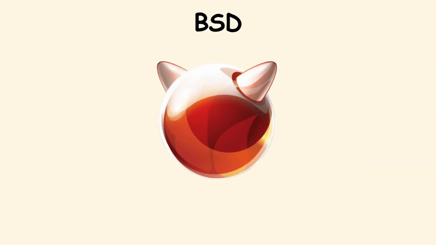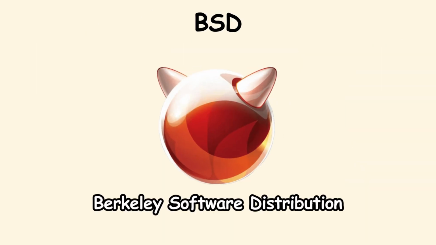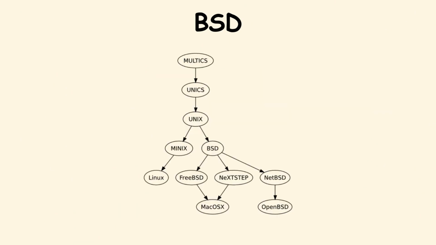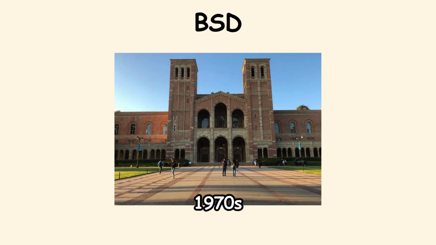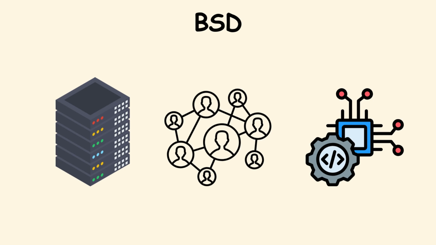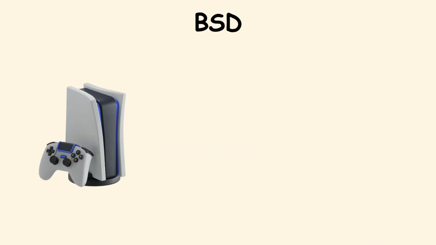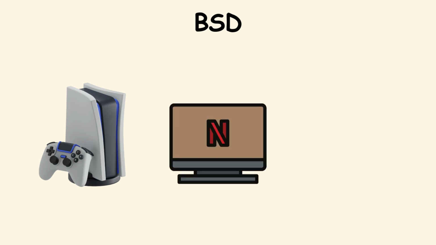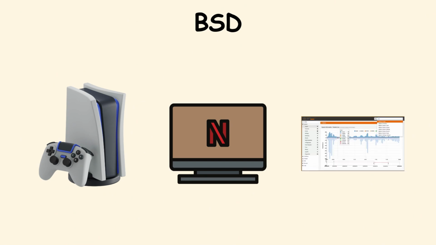BSD. BSD, Berkeley Software Distribution, is a family of operating systems that originated from Unix, first developed at the University of California, Berkeley in the 1970s. Unlike commercial operating systems, BSD is mostly used by tech experts for servers, networking, and embedded systems rather than everyday consumer computers. Some well-known examples of BSD in action include the PlayStation 4 and 5, Netflix's content delivery network, and firewalls like pfSense and opnSense.